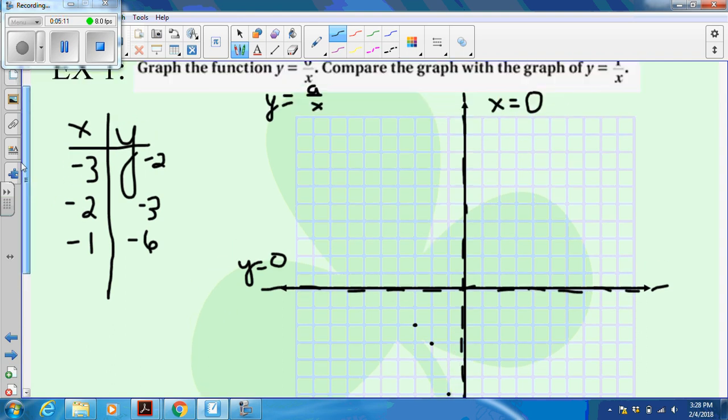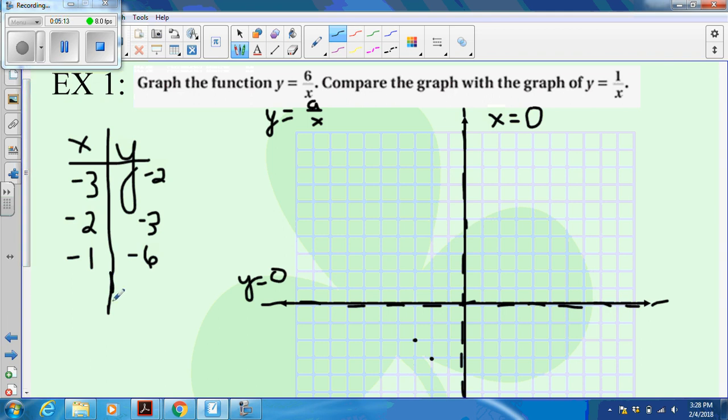Okay. Now remember here, if we plug 0 in for x, 6 divided by 0. Remember, whenever 0 is in the denominator, that makes the function undefined. And that's actually where we have our asymptote. So there's not going to be any y values because that is where our asymptotes are at.